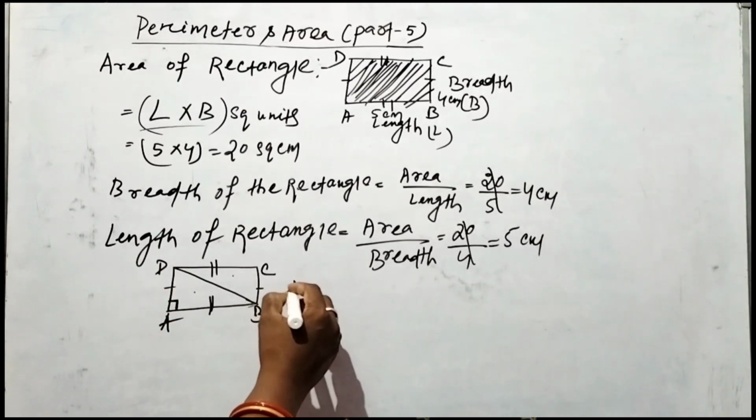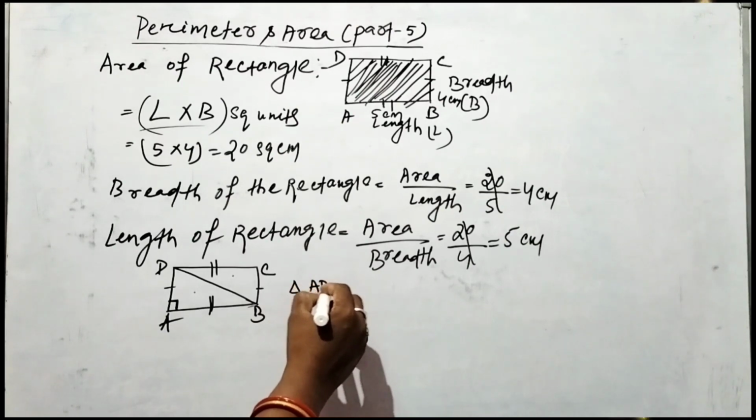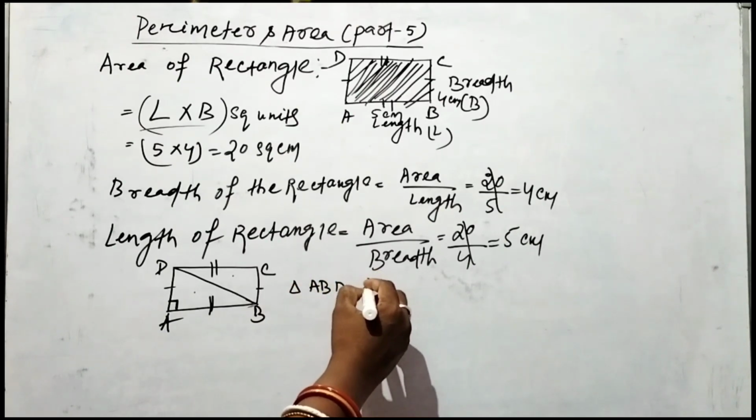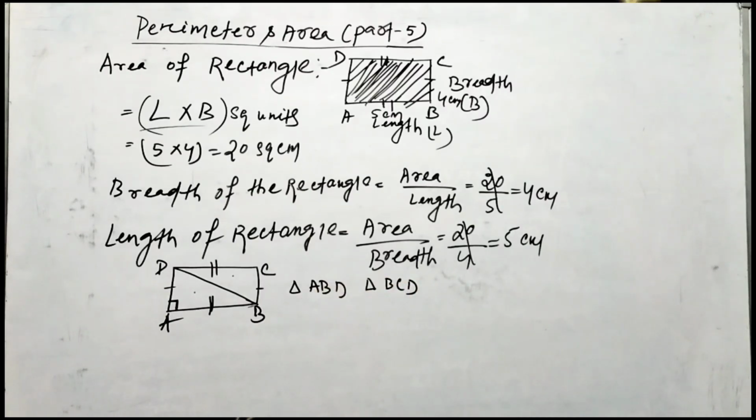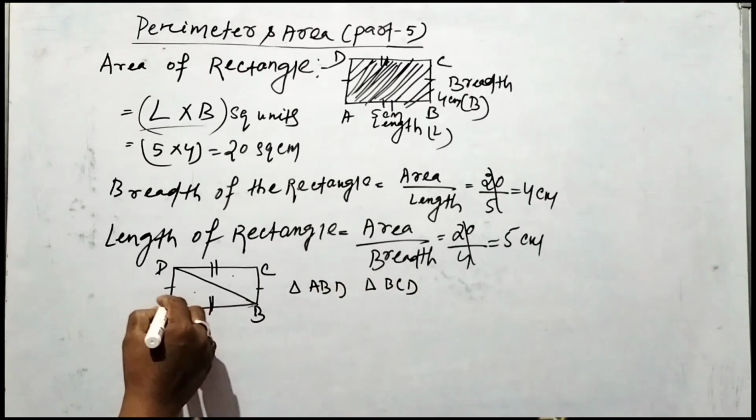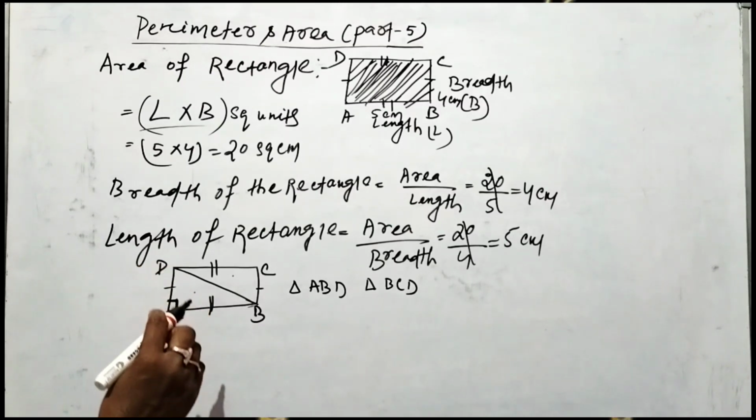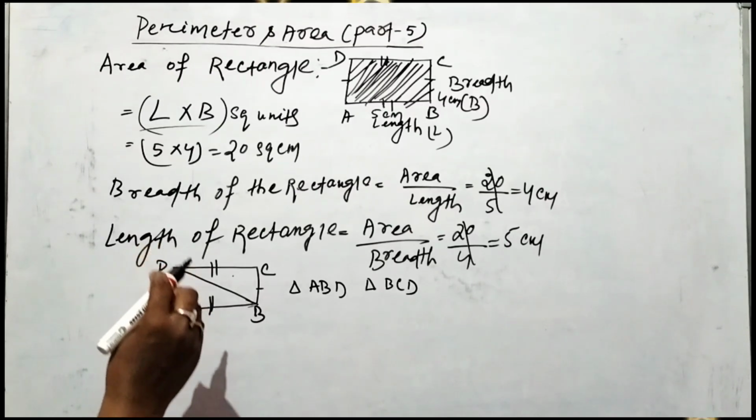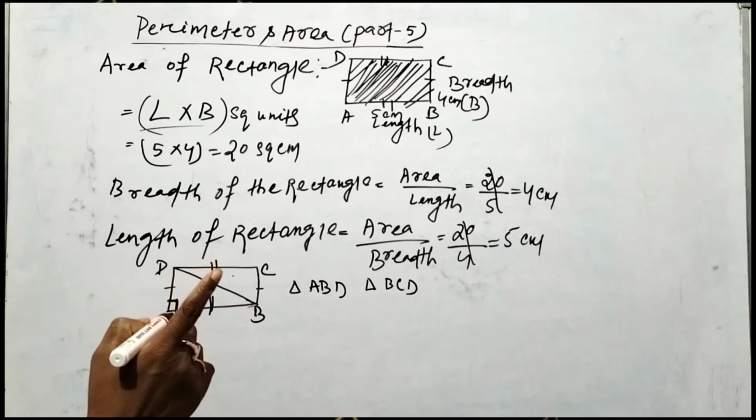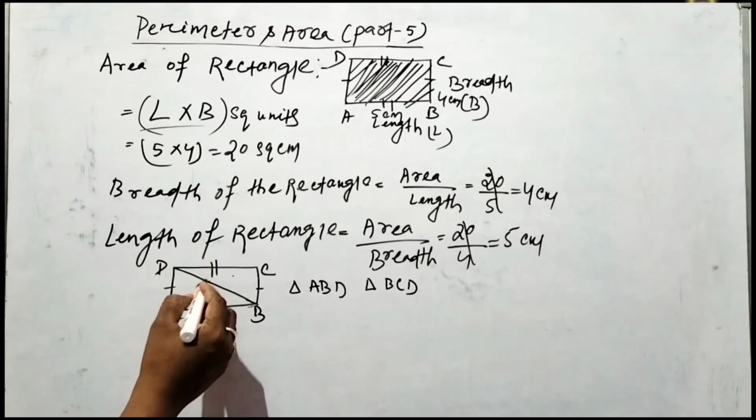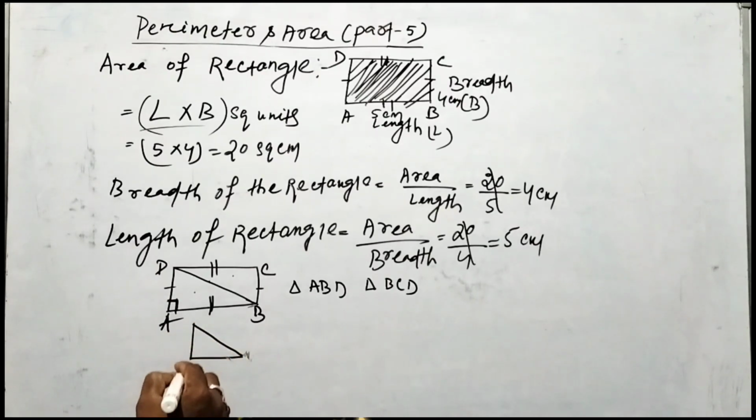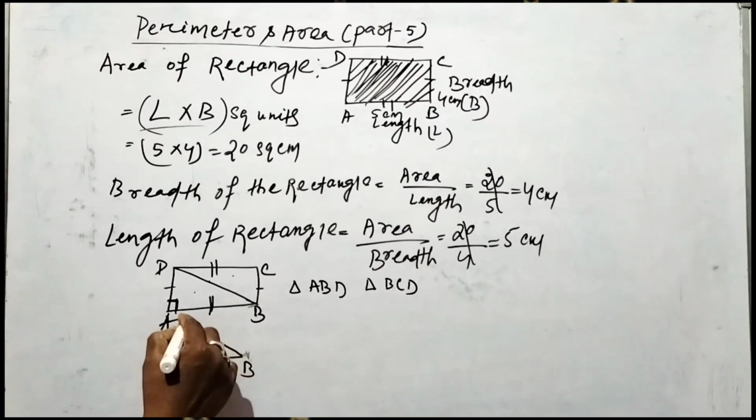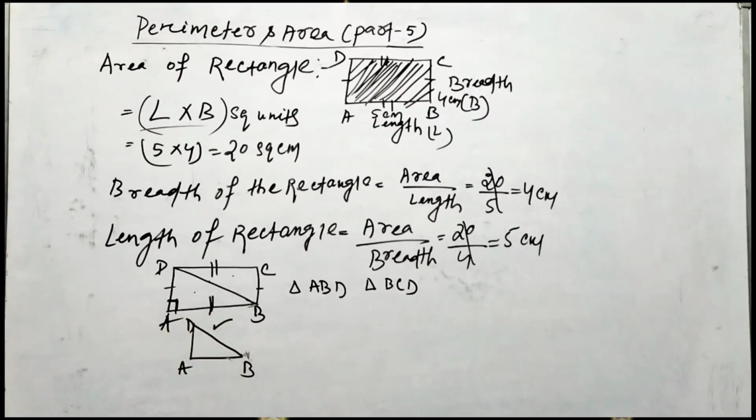One is triangle ABD and the other is triangle BCD. In a right angle triangle, the side opposite the right angle is called the hypotenuse, so it is the longest side. So in the right angle triangle ABD, BD is the hypotenuse.